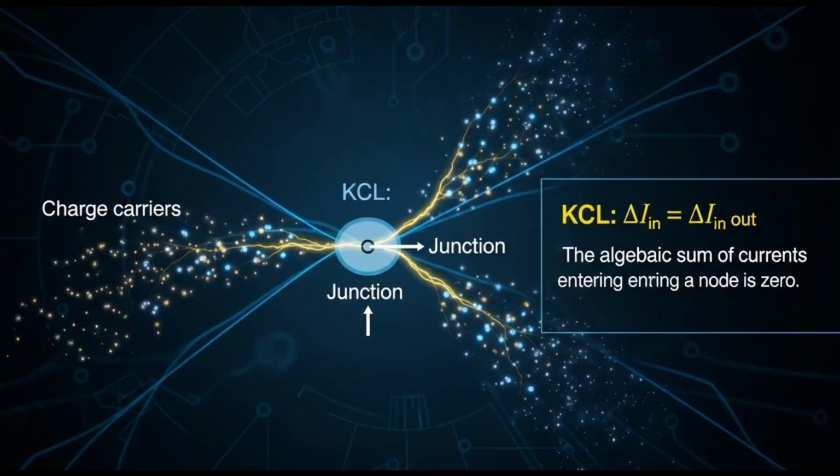KCL is based on the conservation of electric charge. When current arrives at a junction, the charge carriers cannot simply disappear or be created from nothing. Therefore, every ampere entering a node must eventually leave that node through one or more paths.